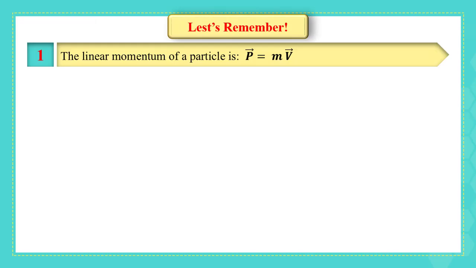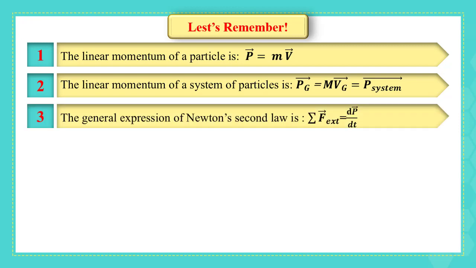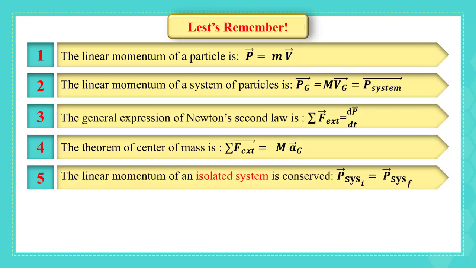In the last videos, we have talked about the expression of the linear momentum for a particle and for a system of particles. Then we said that for an isolated system, the linear momentum is conserved. Then the linear momentum of the system initially equals the linear momentum of the system finally.